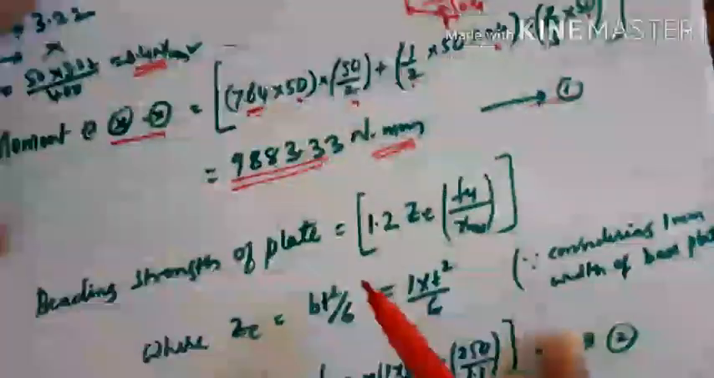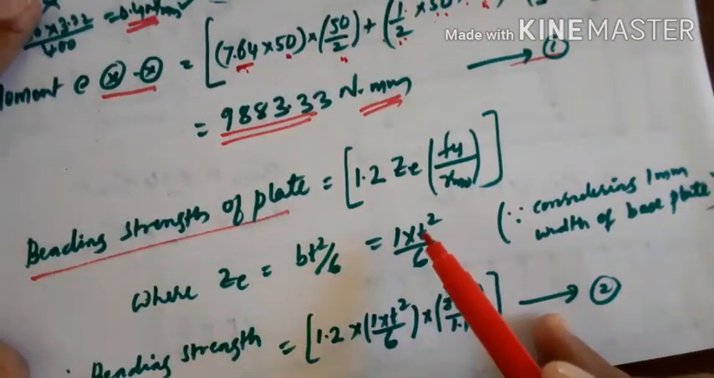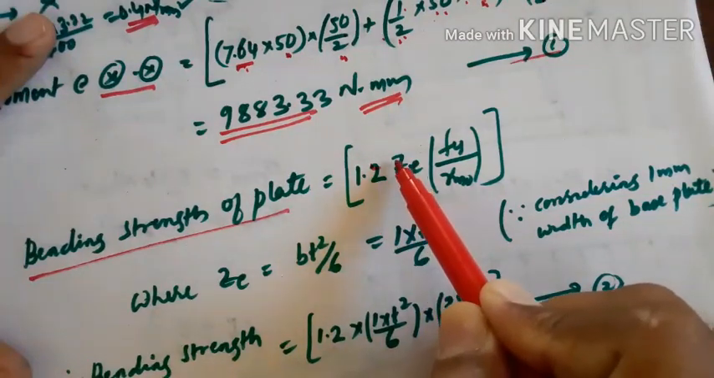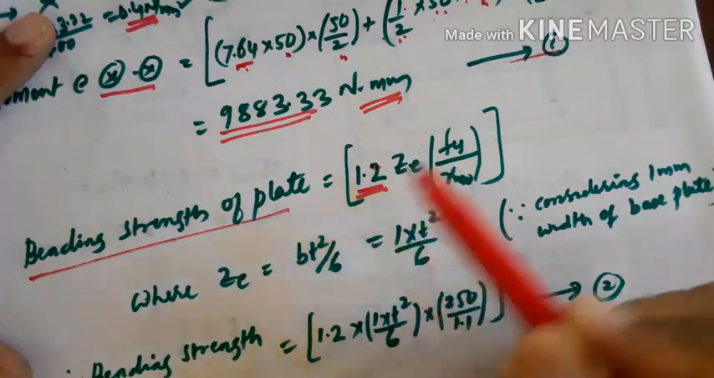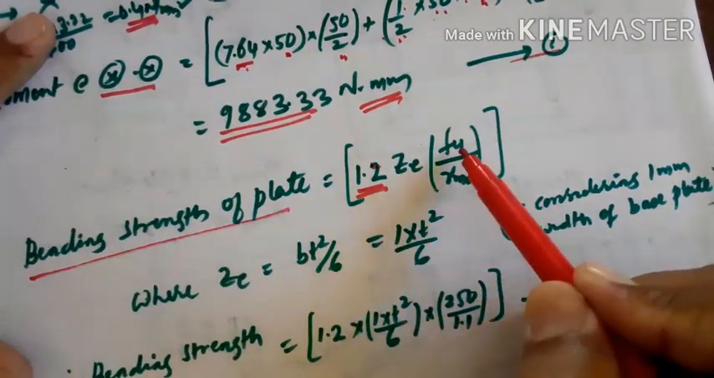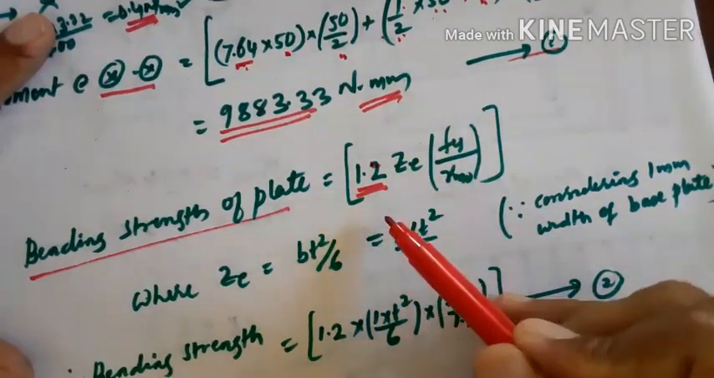Now calculate what is the moment of resistance. That is the bending strength of the plate. So for calculating bending strength of the plate, we have this formula: 1.2 Ze Fy by gamma m0. 1.2 is a factor taken. It means 20% more bending strength will be taken here. Ze into Fy by gamma m0 is the actual equation, so we take 20% more.